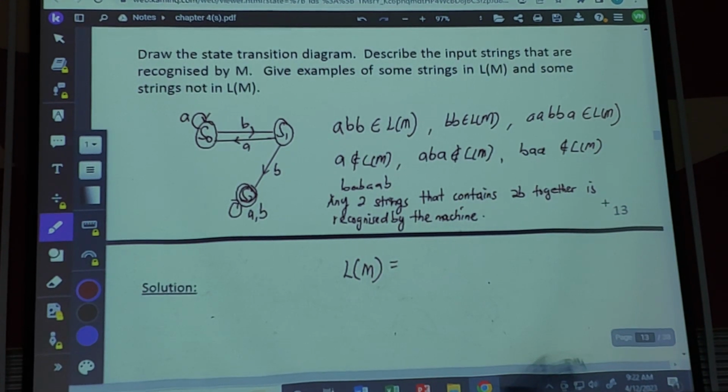The one that we are doing now is to describe the input strings that are recognized by M. We want to do this. The examples of strings in LM and not in LM, we have already done here. Now you need to do this.